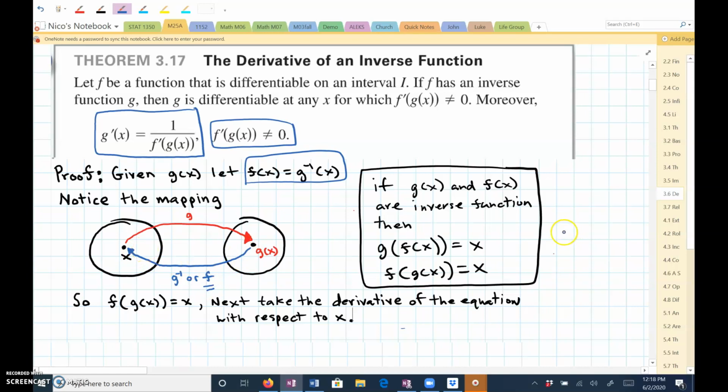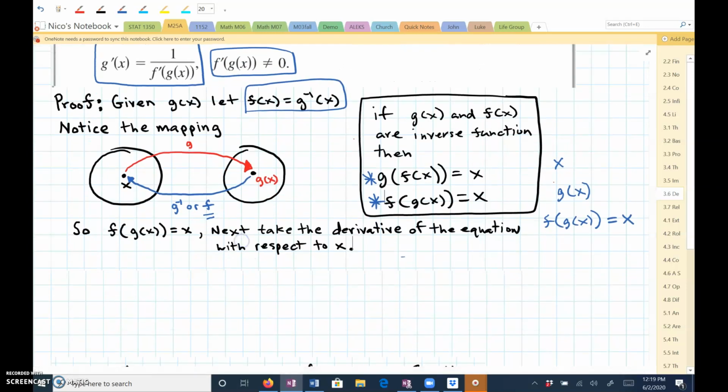So x, and then if you plug x into g, you're going to have g of x. And then if you plug g of x into the f function, you're going to end back at x as long as f and g are inverses of each other. So if g of x and f of x are inverse functions of each other, then g of f of x will equal x, or f of g of x will equal x. Again, this is a review from college algebra. This is just how inverse functions work.